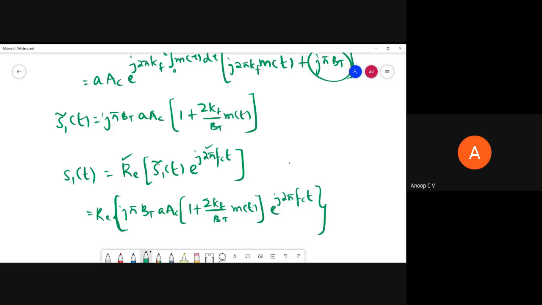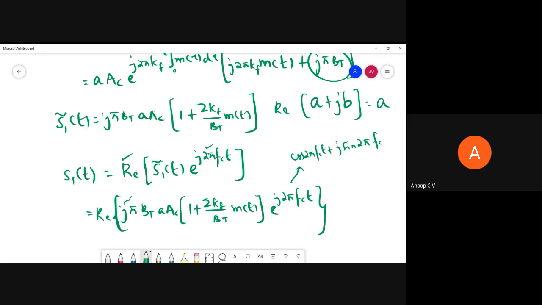But e power j 2 pi fct is actually what? By Euler's relation, e power j 2 pi fct is cos 2 pi fct plus j sine 2 pi fct. Already we have a j here, so if you solve this, you will get something like a plus jb. The real part of a plus jb will be a. That is what you're doing.